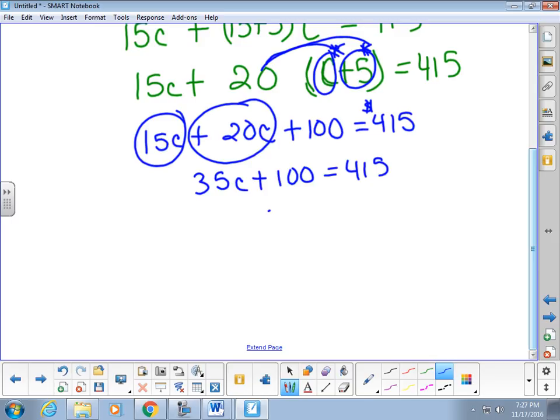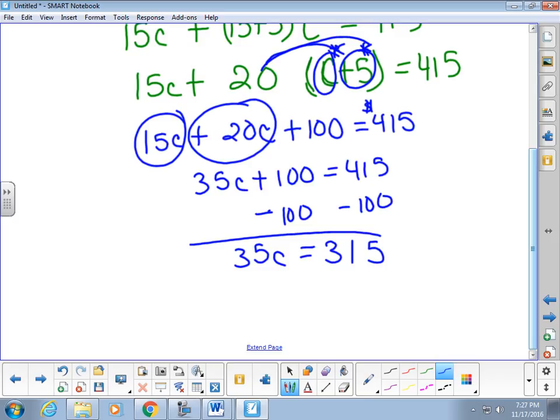All right, now I can rewind. Minus 100 minus 100. 35C equals $315. And now I divide each side by 35. C equals 30, 60, 90. So that's 3, I'm going to say about 9.